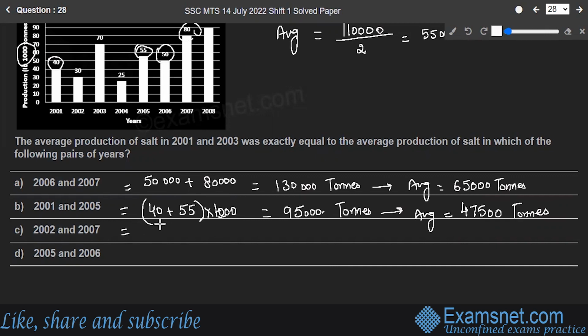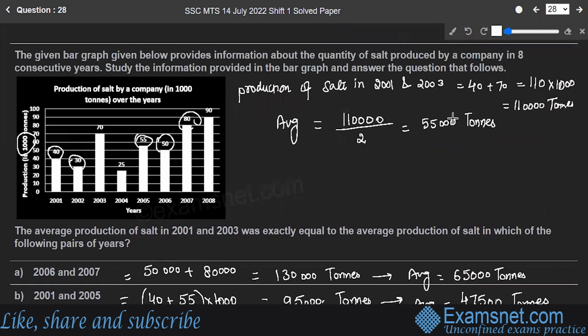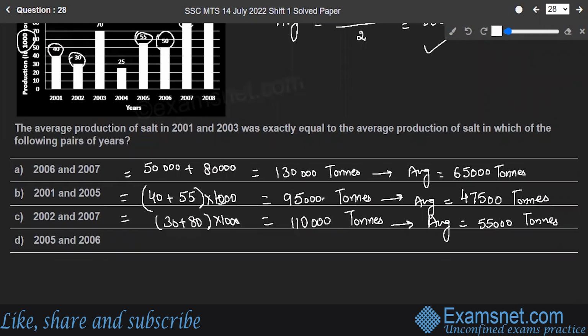For 2002 and 2007, that's 30 plus 80 into 1000, which is equal to 110,000 tons. If I'm going to find out the average, it is 110,000 divided by 2, which gives you 55,000 tons only. The next one, okay, fine. But actually, we got our answer. This is what we were looking for. We had to find out the years for which the average was the same. Okay, let's try out the last option as well.